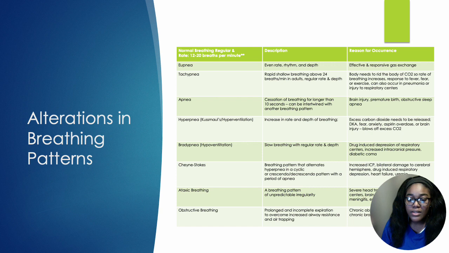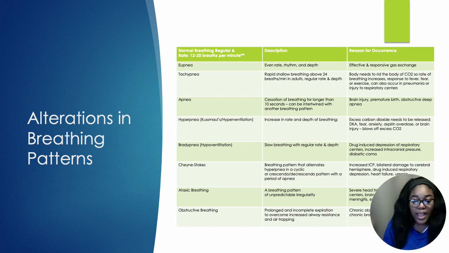And some of the occurrences for apnea is obstructive sleep apnea, so you're just having different areas that can obstruct your sleep patterns, such as your tongue. It could be the way that you're sleeping. You can have apnea due to premature birth, or you could have a brain injury. So again, apnea can occur by itself, or it can come in tandem with a different alteration in breathing.